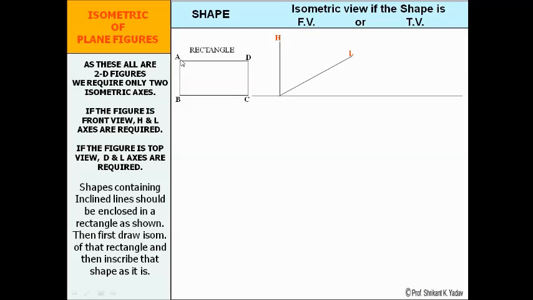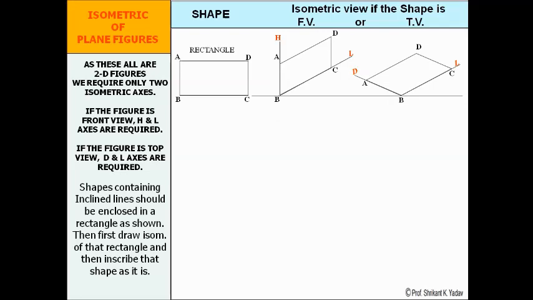Then through point A draw a line parallel to the 30 degree inclined axis L, and through point C you have to draw a line parallel to the vertical axis H. The intersection of both lines will give you point D. And like this you can transfer the rectangle on the isometric plane. This rectangle is transferred on the vertical isometric plane.